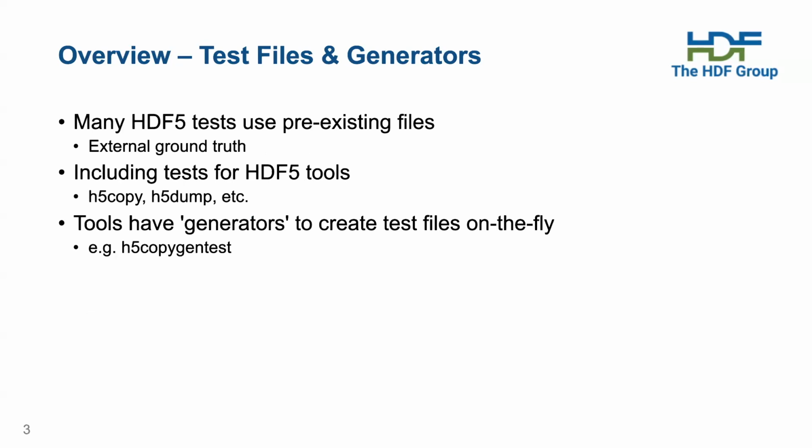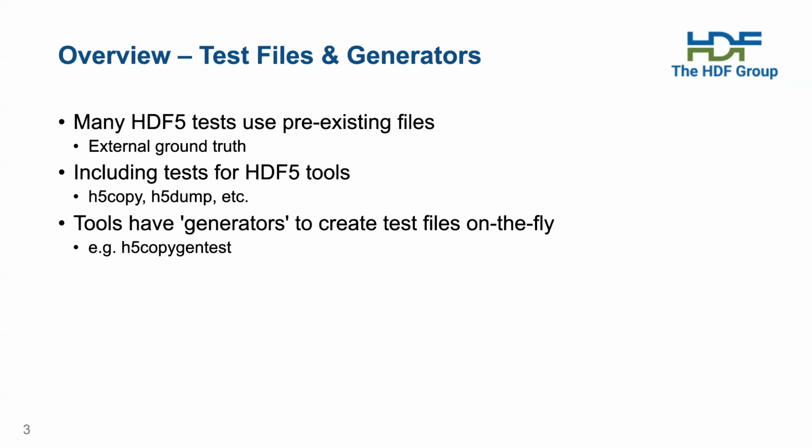And most tests for the HDF5 tools, like h5copy and h5dump, also follow this format. They have their own set of test files that already exist in the repo and have been pre-generated and haven't changed in a while. But in addition to those pre-existing test files, the tools also have these generator scripts, which can generate the same test files on the fly. So for example, h5copy has an h5copygentest script, which will generate the list of like 20 or 30 test files that h5copy tests expect to find, with all the internal groups and datasets and whatnot that those tests expect.